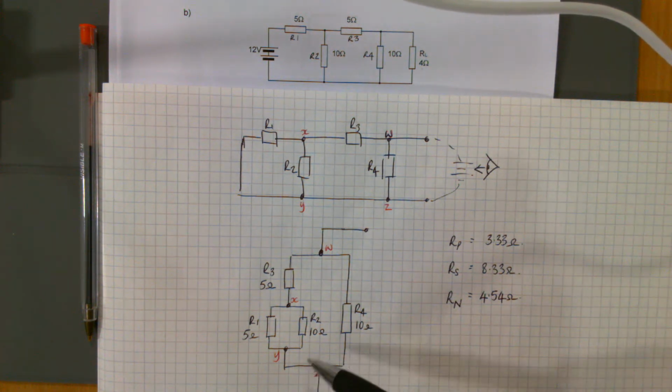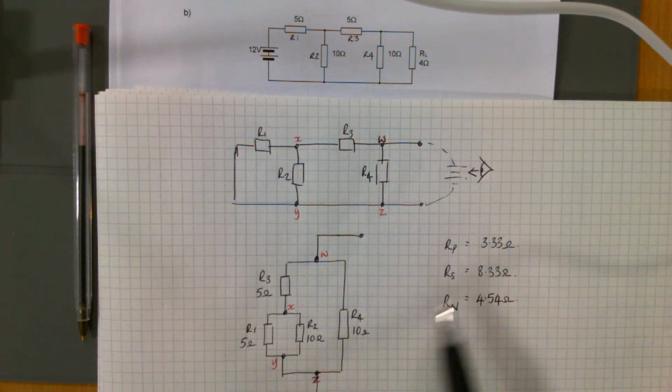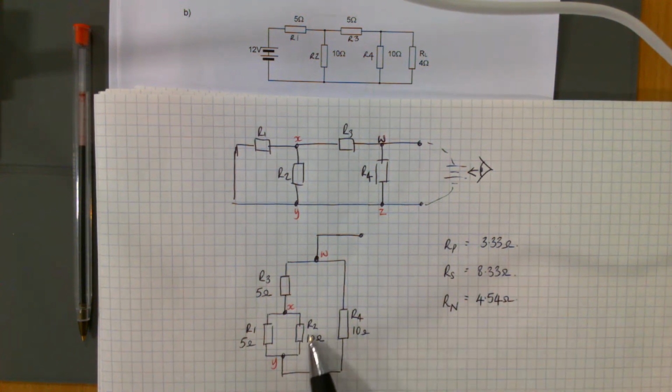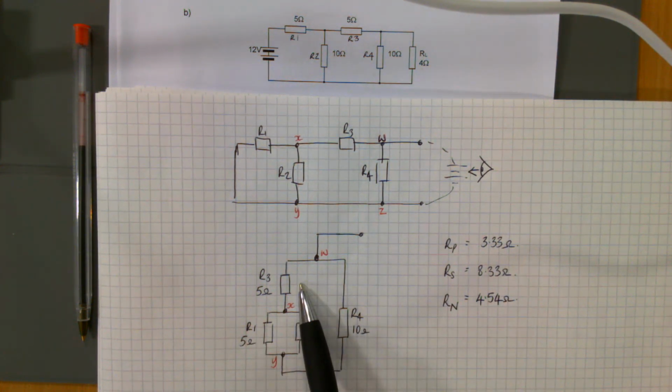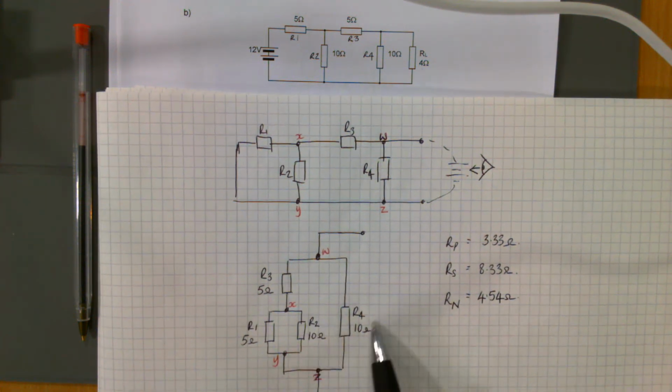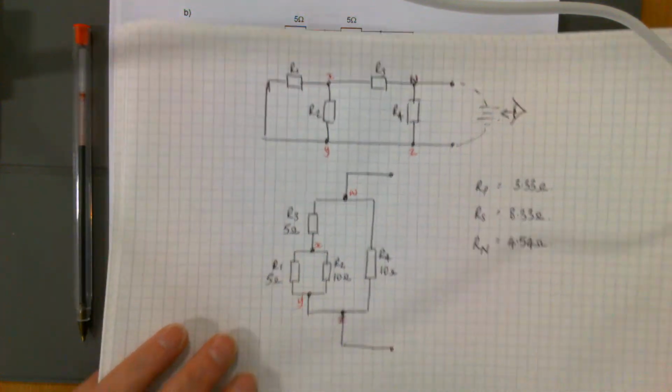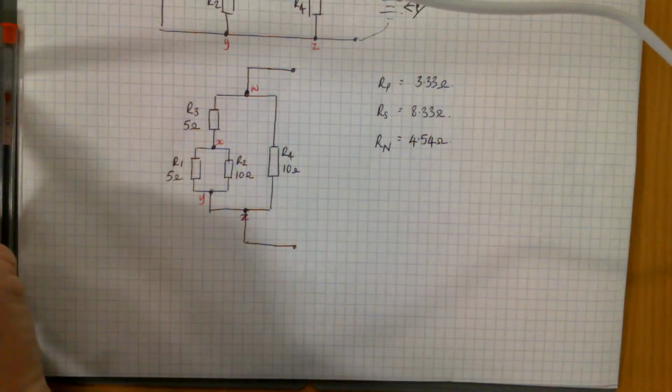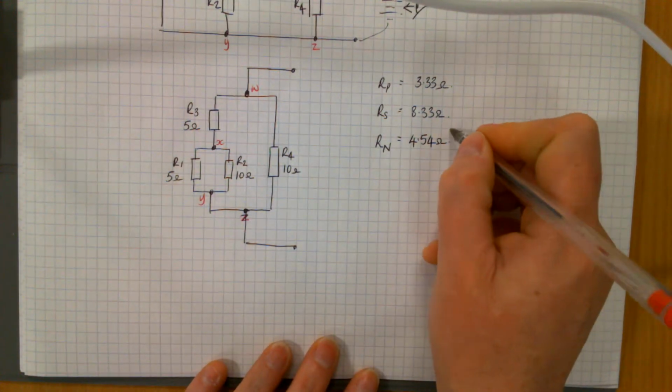So once you've drawn this, you're going to go through the process of doing an RP for down here, 5 in parallel with 10 gets you 3.33. Then that in series with your R3 gets you 8.33. And then your 8.33 in parallel with your 10 should get you a Norton resistance of 4.54 ohms. Yes. Then from that, so this is our second thing we need.